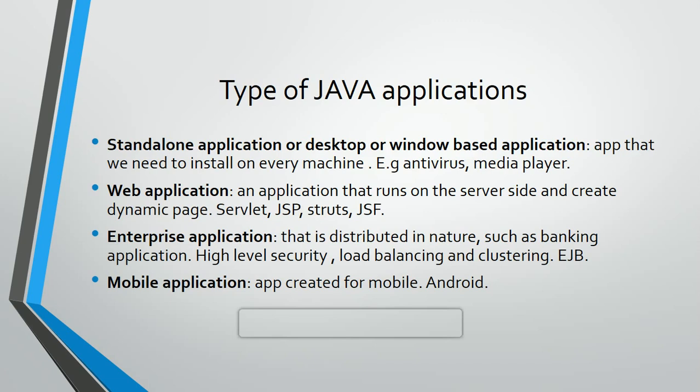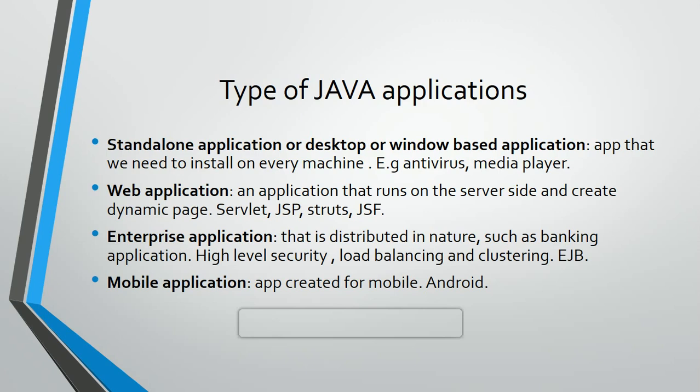The third one is enterprise application. We can build enterprise level applications in Java. Enterprise applications are those applications that are distributed in nature, such as banking applications, and these applications implement high level security, load balancing and clustering. Enterprise Java Bean is a technology that we can use to build enterprise level applications in Java.